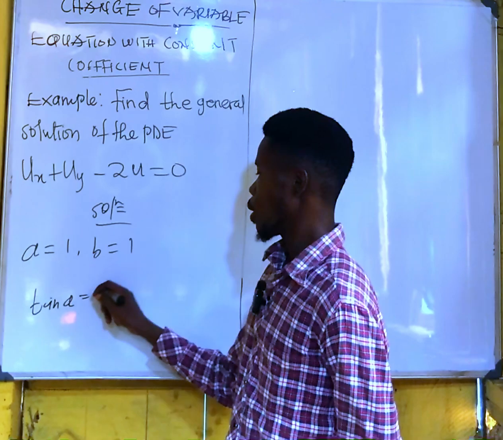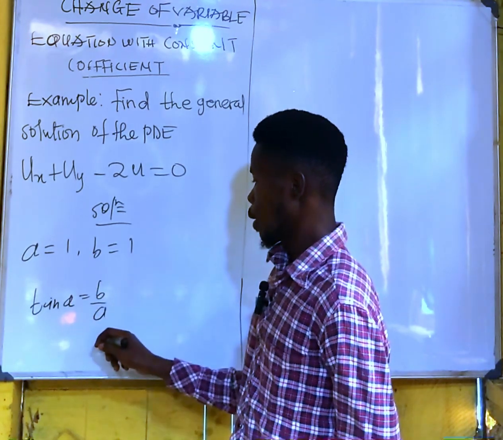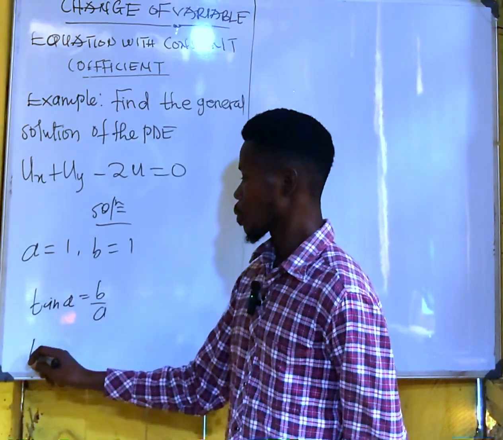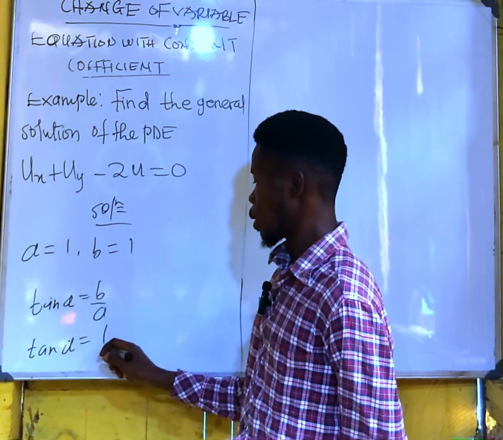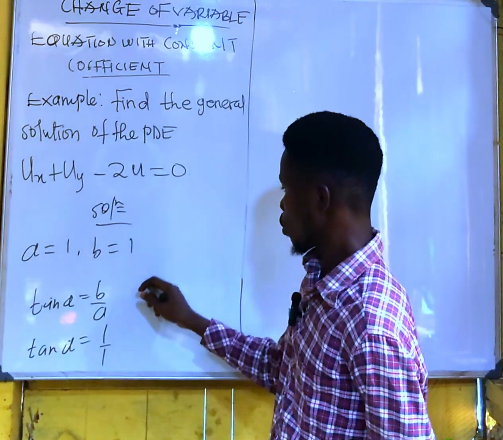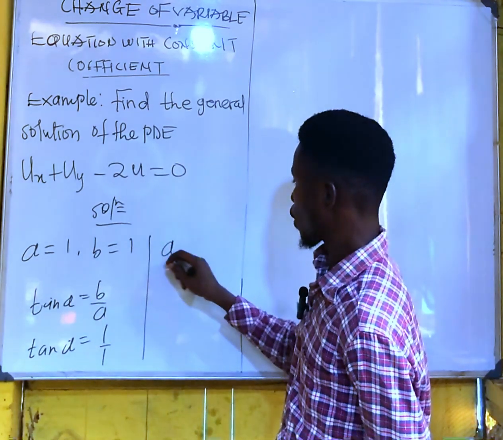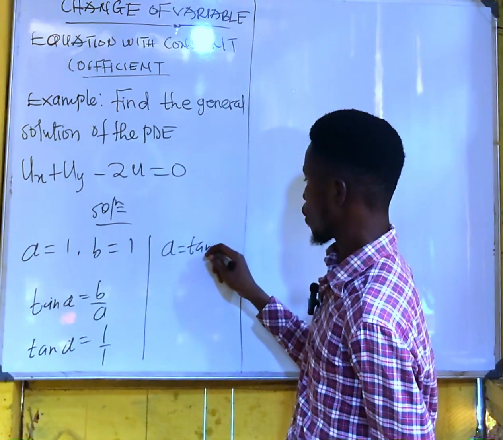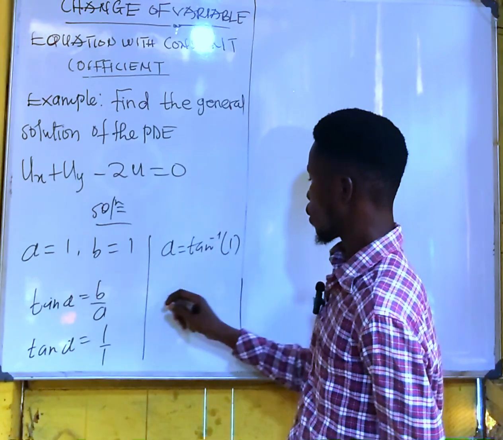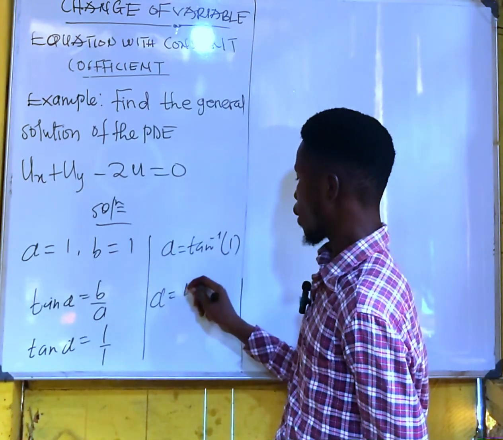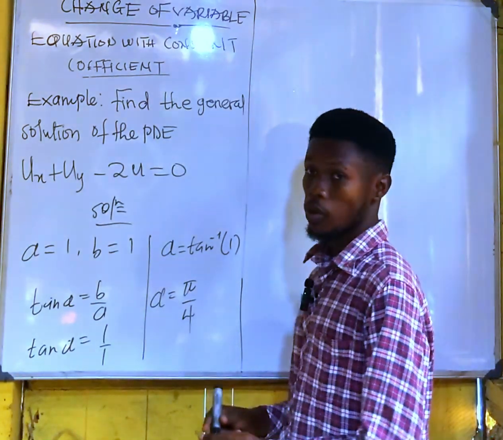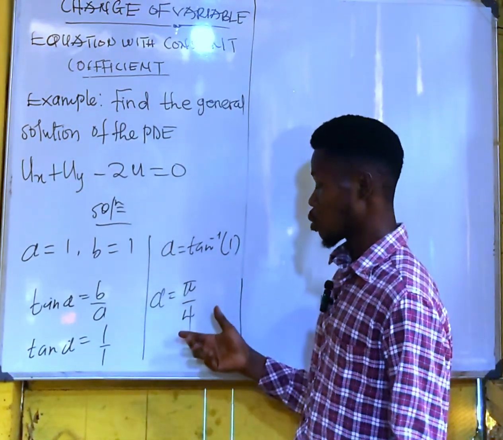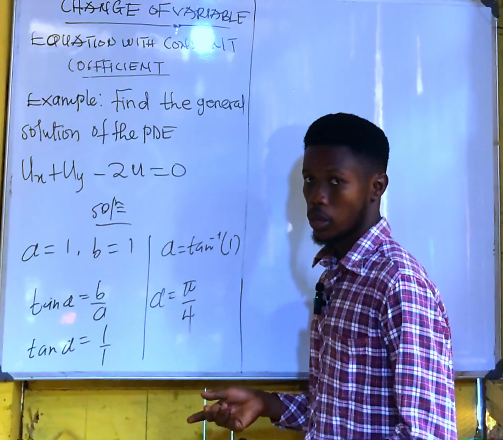You see that tan alpha is b over a, meaning that my tan alpha will be equal to 1 over 1. So here take tan inverse of 1, and this will give you pi over 4 radians. That is, tan inverse of 1 is 45 degrees. In terms of radians, it will be pi over 4.